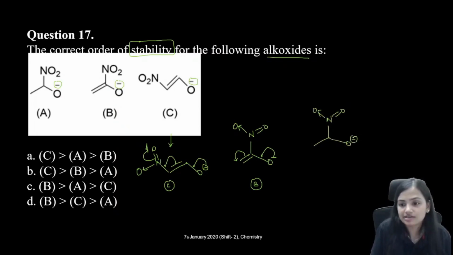Nothing special in this. Will there be delocalization? No. So which is more stable? C is more stable than B than A. The right answer is option number B.